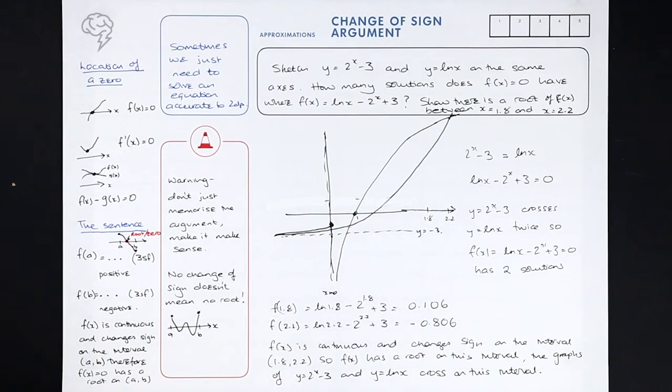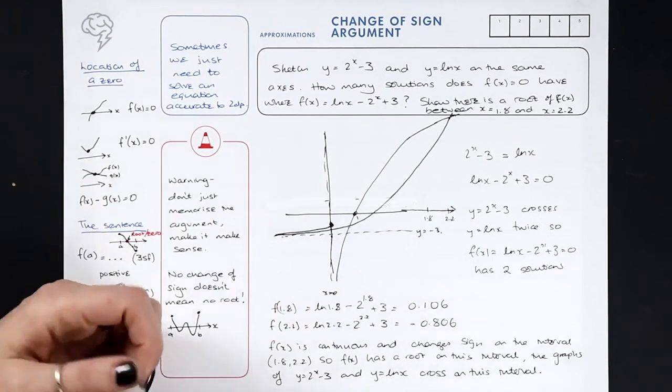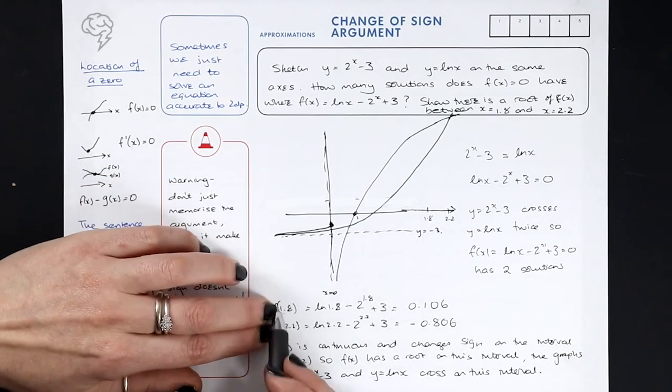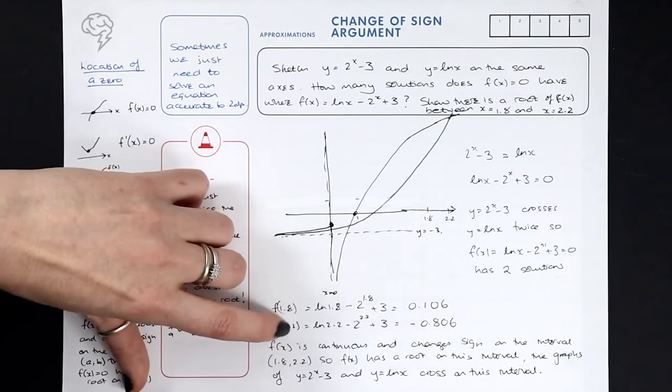Now, does that mean that we know what the root is to even one decimal place? No. It could be 1.8, it could be 1.9, it could be 2, it could be 2.1, it could be 2.2. I don't even know whether... Oh, no, I do know, look. To one significant figure, the root is 2, because this rounds to 2 and this rounds to 2.